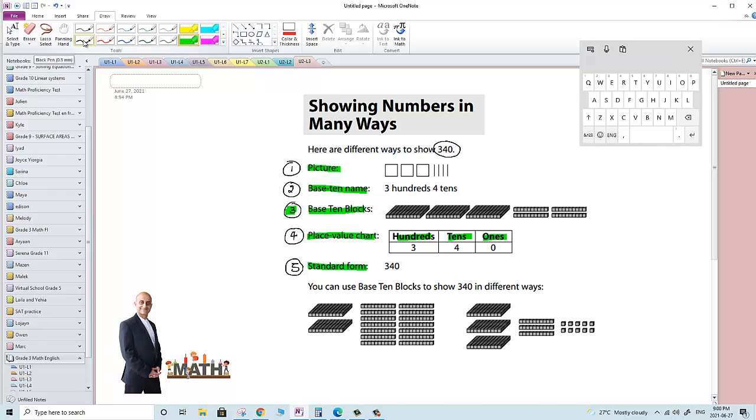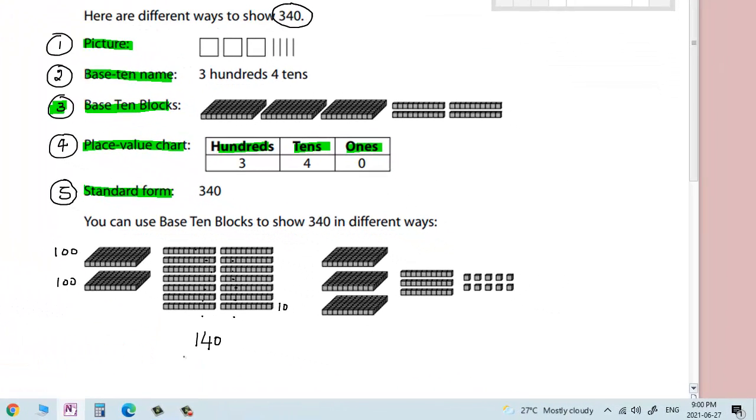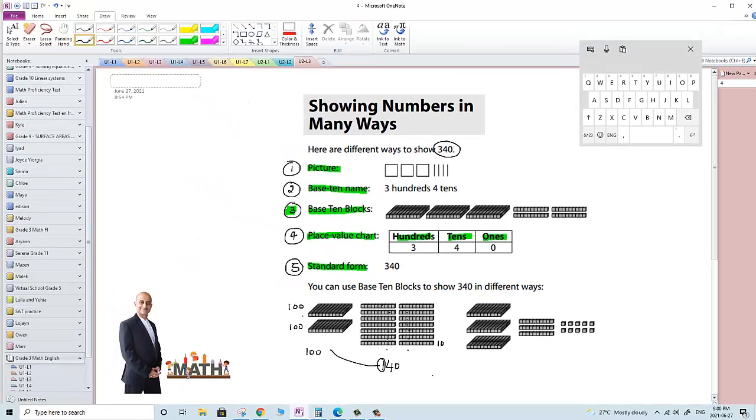Someone will ask me, what is this? I don't understand. Actually, this is for 100, and this is for 100. And here, this stick, we know each is for 10. How many are they? 1, 2, 3, 4, 5, 6, 7, 8, 9, 10, 11, 12, 13, 14. 14 tens means 140. If I take the 100 from the 140, I will take this, it's going to be 100, so it will make me 340.